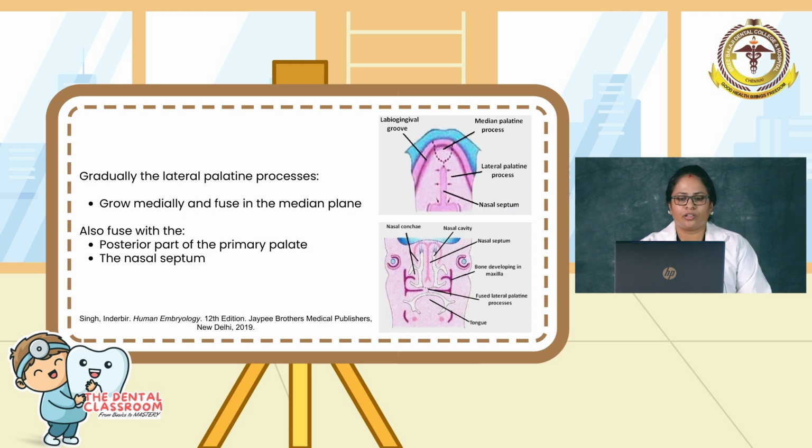This image will give you an idea of how the primary palate is formed and what role the lateral palatal processes play, and how it fuses with the nasal septum and also with the primary palate in front. In the next image, we'll be able to see how the palate takes its final shape. At first, the palatal shelves lie on either side of the tongue, and the tongue drops down, and these shelves swing inward and fuse with each other and also with the nasal septum.